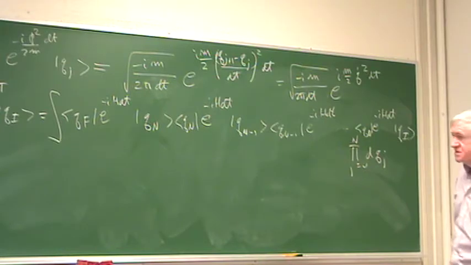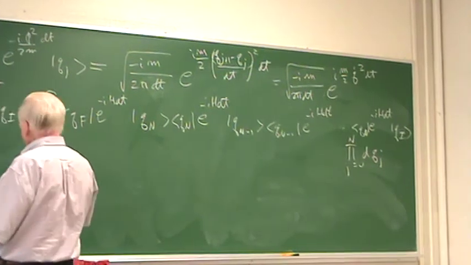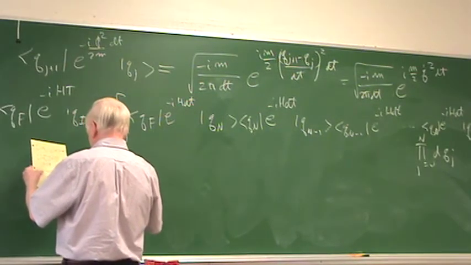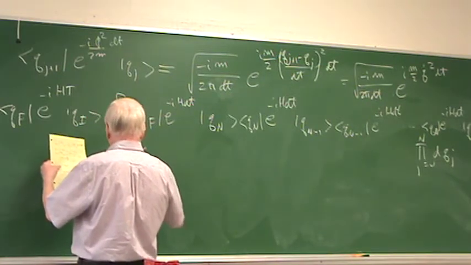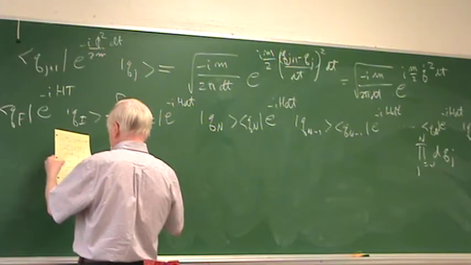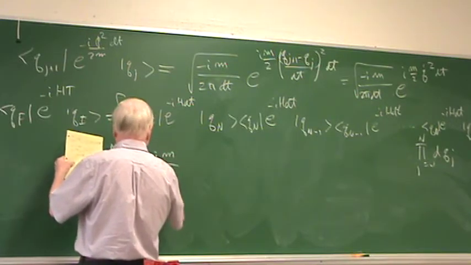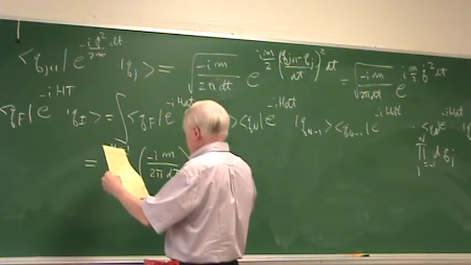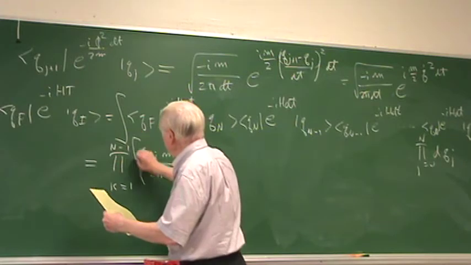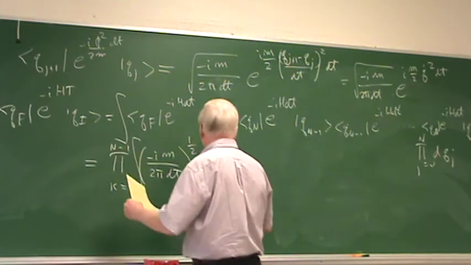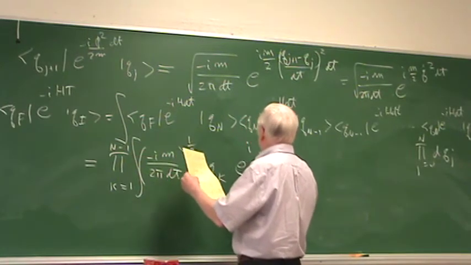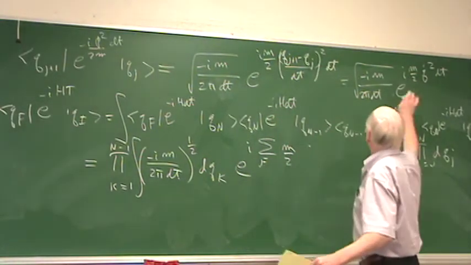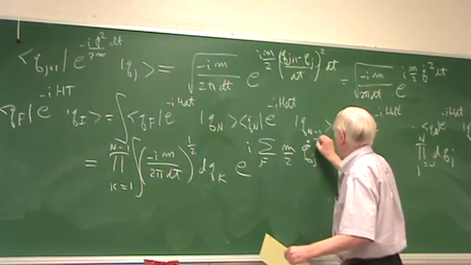So this is the expression, and so what this is then is a product, let us say, k equals 1 to n minus 1, to actually use my notes, of the square root of minus i m over 2 pi dt, and I'm sort of collapsing this to a 1/2, dq k, and then e to the i summation on j of m over 2, and we can call this say q j dot squared dt.